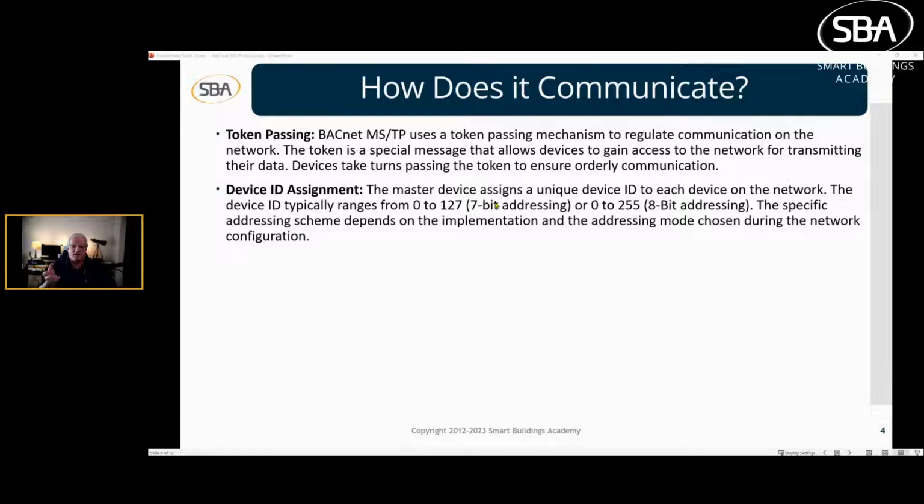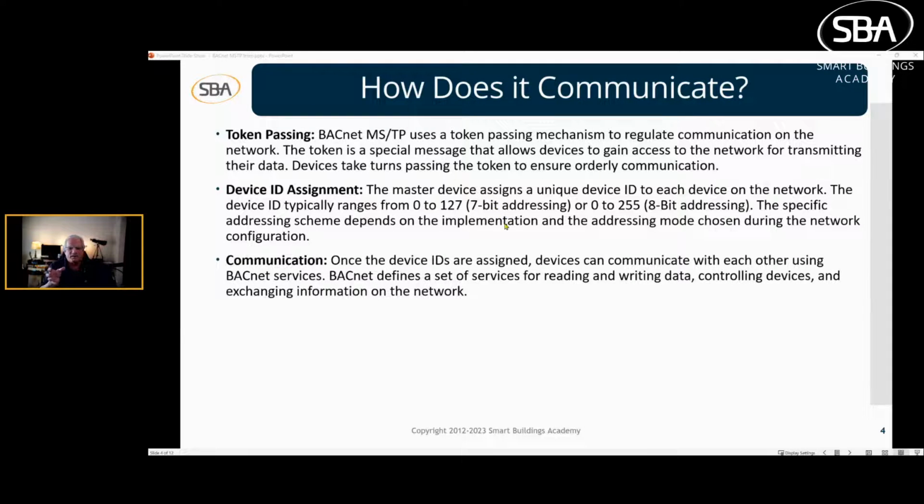You have a device ID. The master device assigns a unique device ID to each device on the network. The device ID typically ranges from 0 to 127. That's called 7-bit addressing. It can also go 0 to 255, which is called 8-bit addressing. This specific addressing scheme depends on the implementation and addressing mode chosen during the network configuration.